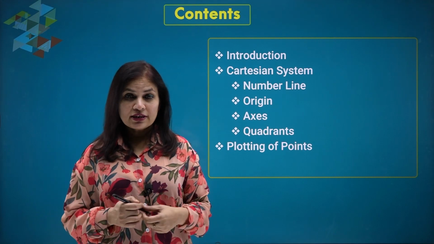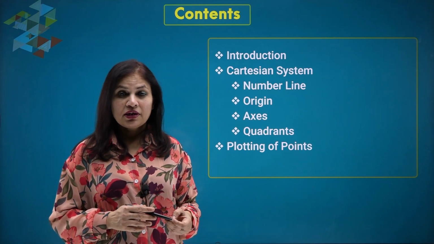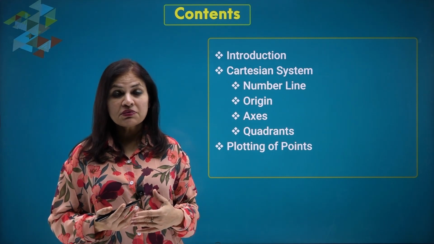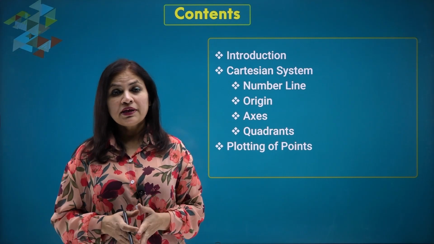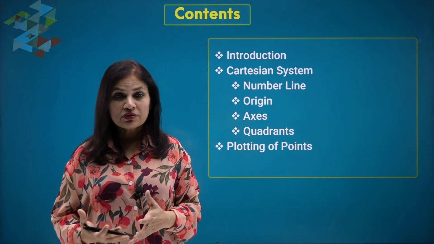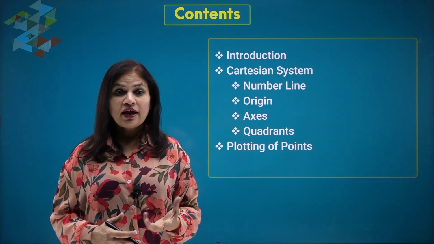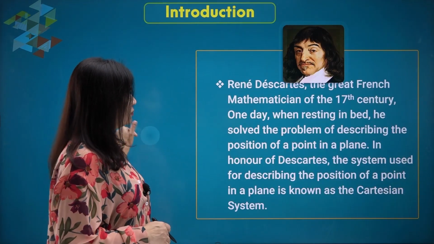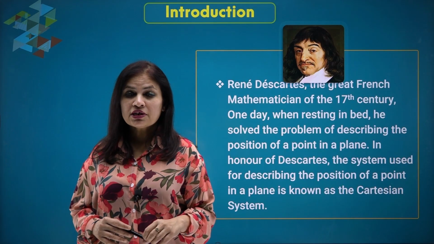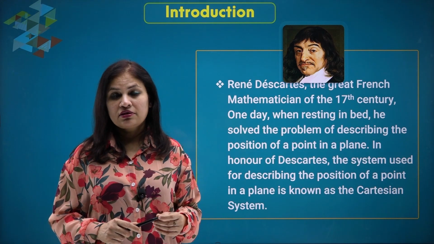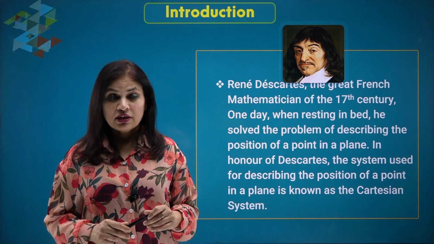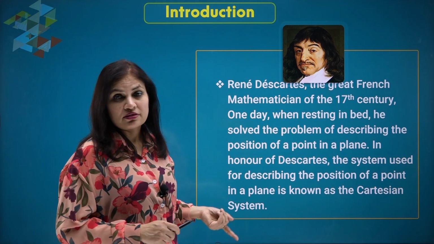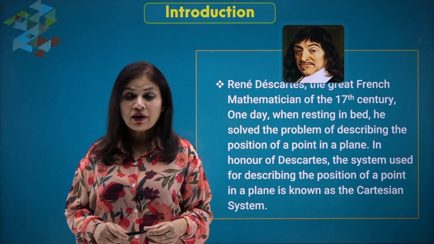So what we'll be studying in this chapter is the Cartesian system. By Cartesian system I mean the entire Cartesian plane with the 2 number lines, the quadrants, the signs, and the placing of points on that Cartesian plane. As I told you about the history, the word Cartesian has come from the name of René Descartes. So he was the man behind the idea.